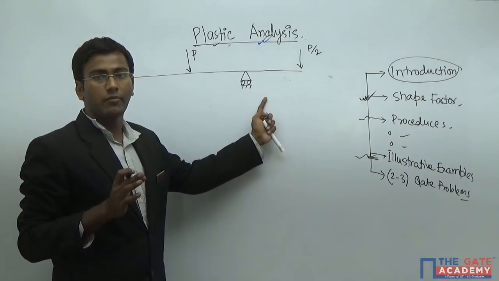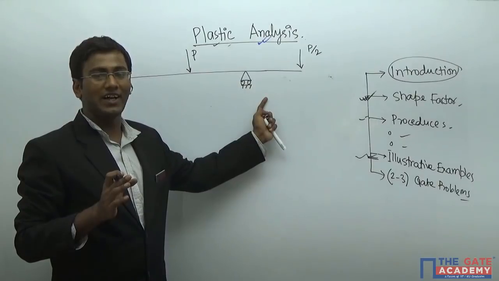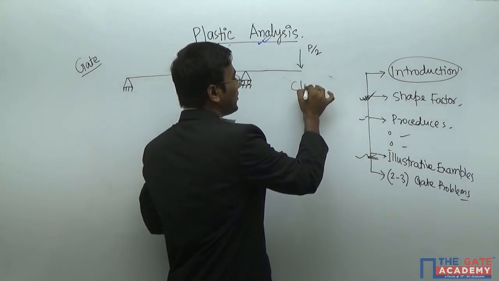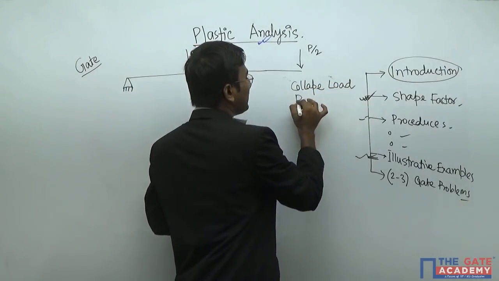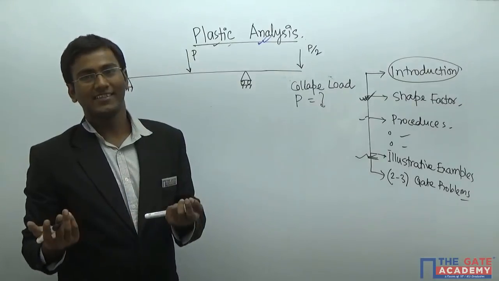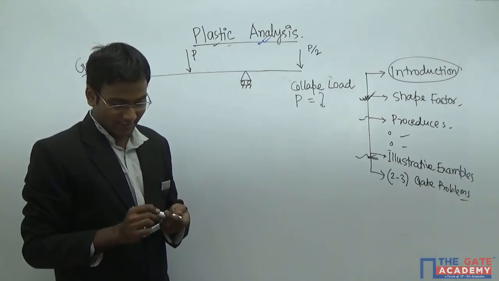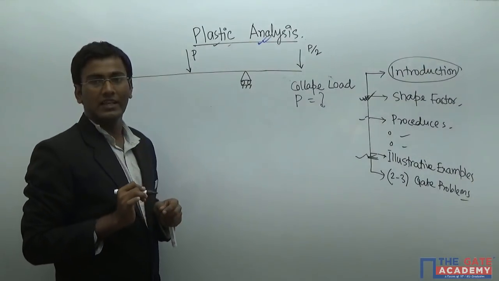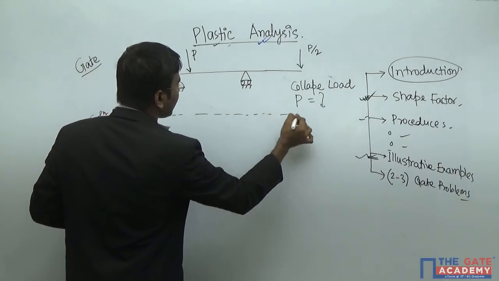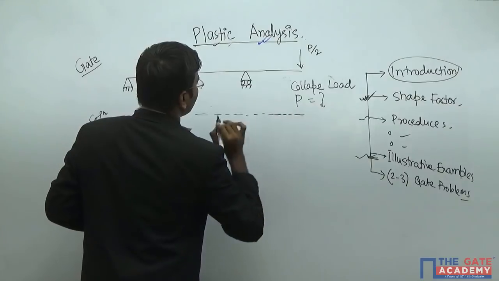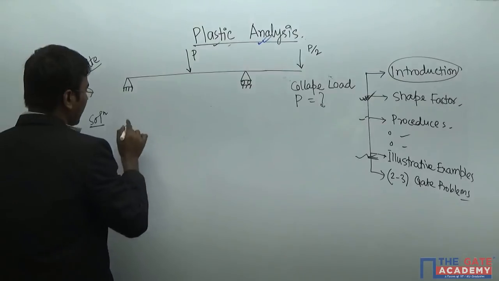The whole portion has plastic moment capacity equal to MP. So what will be the collapse load P? Simple problem, like we have seen in the previous problems. So let us try to solve. Our first task is finding the deflected diagram. It is our first objective.